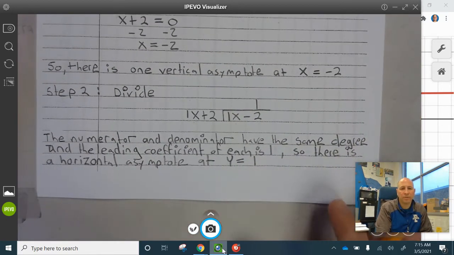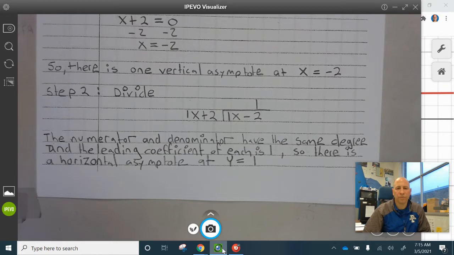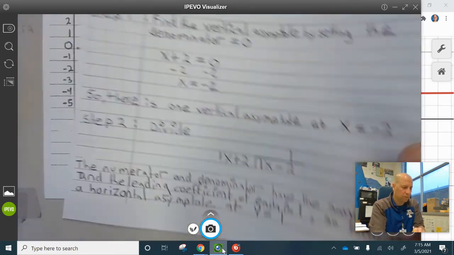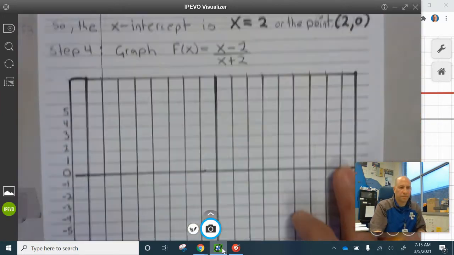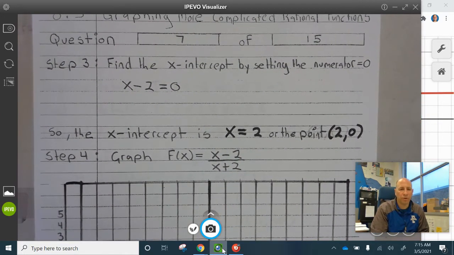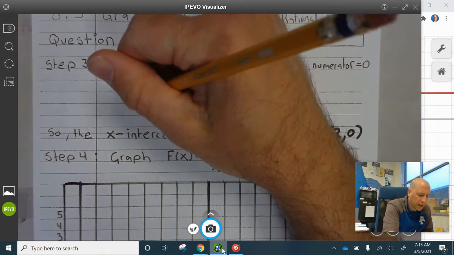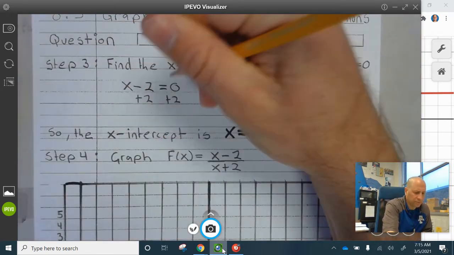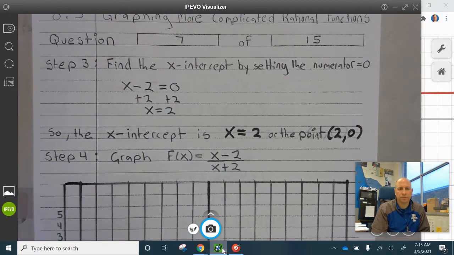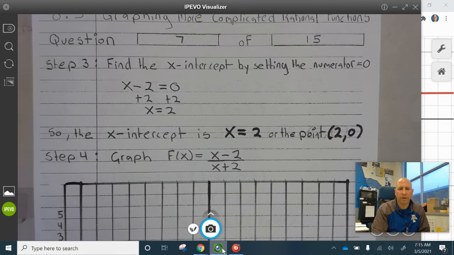Since the numerator and denominator have the same degree and the leading coefficient of each is 1, there is a horizontal asymptote at y equals 1. Step 3. Find the x-intercept by setting the numerator equal to 0. We're going to add 2 to both sides, so x equals 2. So there is an x-intercept at x equals 2, or the point (2, 0).